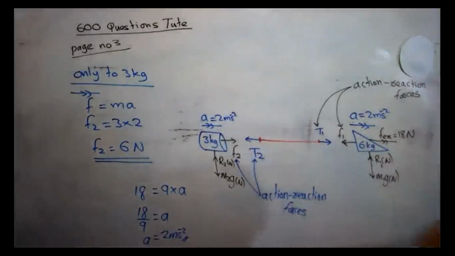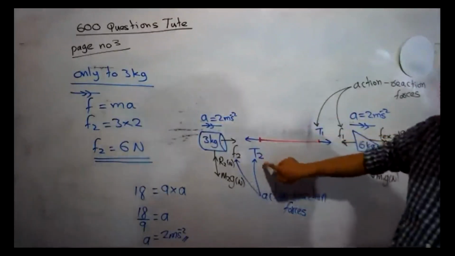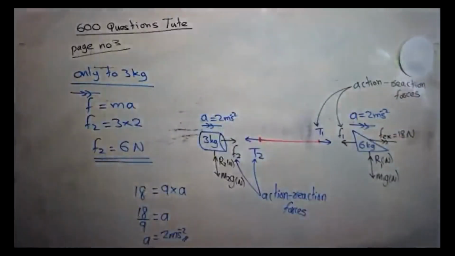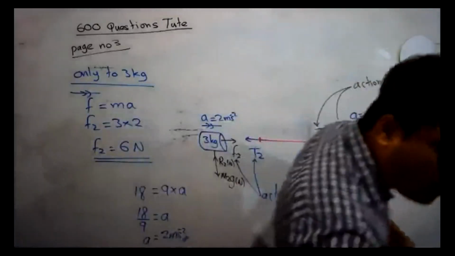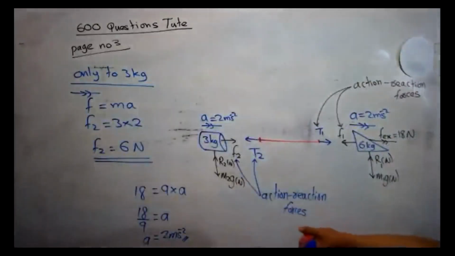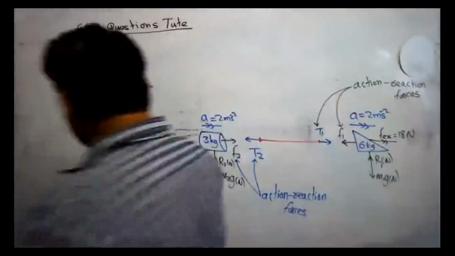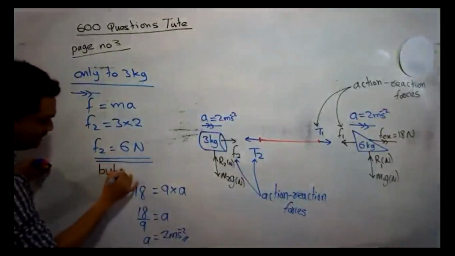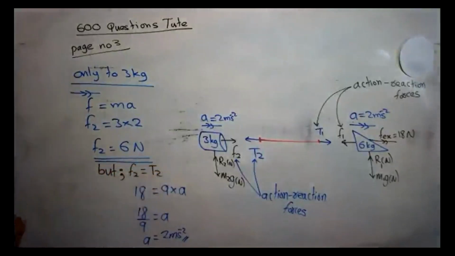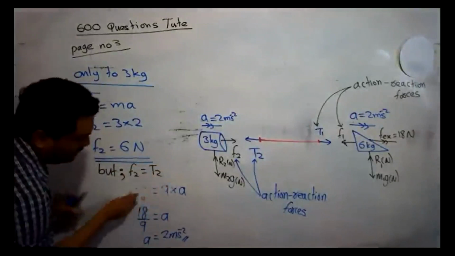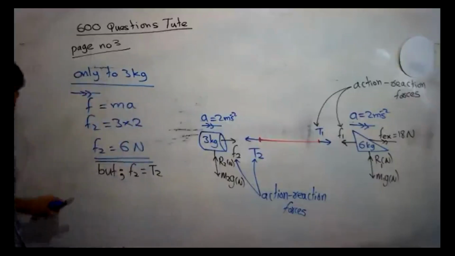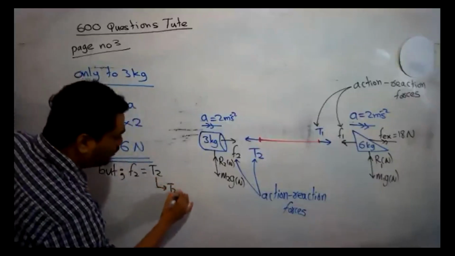Shall we please find F2 is 6 Newton? Somebody unmute the mic and tell me, if F2 is 6 Newton, what should be T2, dear? Six Newton, sir. Yes, very good, 6 Newtons. But we know that F2 equals T2. So if F2 is 6 Newton, T2 should also be 6 Newton.